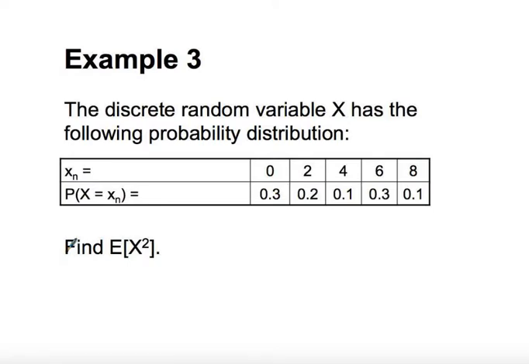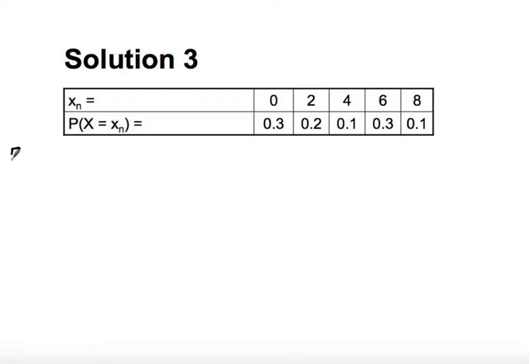The discrete random variable x has the following probability distribution. So here we have our probability distribution. I'm asked to find the expectation of x squared. So expectation of x squared, as I mentioned a moment ago, changes very little from the expectation of x, except this time I'm going to do 0 squared times 0.3. So that was the value squared times the probability.